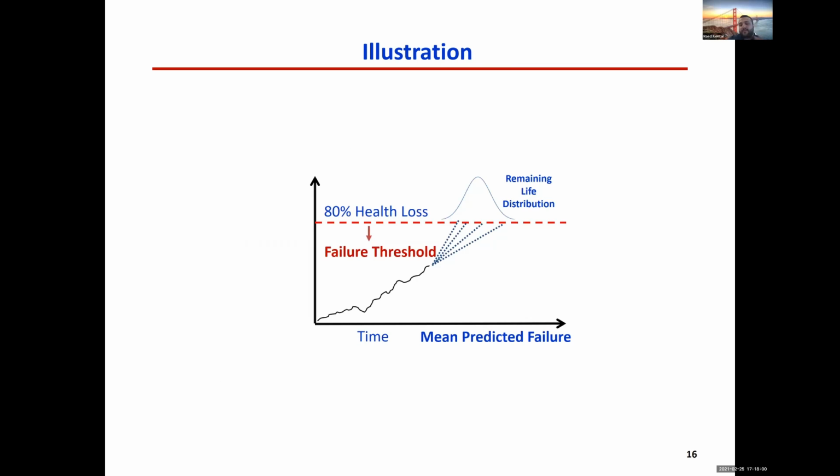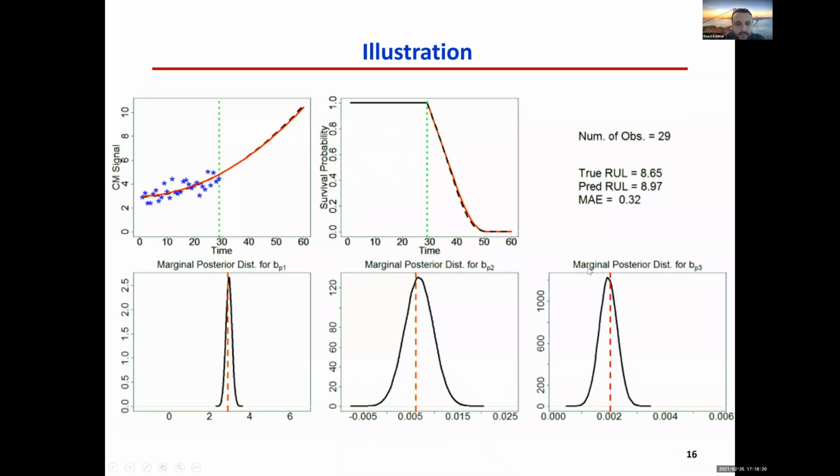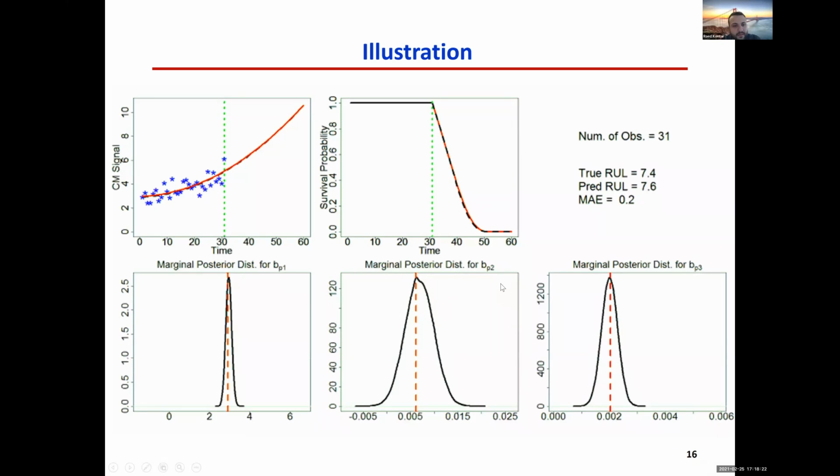So let's take one specific simple example. Let's assume we are monitoring a condition monitoring signal, and our goal is to predict the remaining life distribution. So basically, we assume that this is a health signal from a car, and the car fails when this health signal reaches a specific threshold. So let's take this simple animation into consideration.